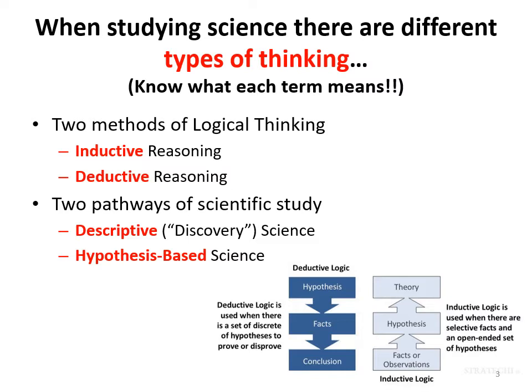Honestly, in real world applications, the boundary between these two is kind of blurred, and a lot of times our science and research ends up using a combination of both. When you look at this slide, make sure you can identify if something is inductive reasoning, starting with observations, or if it's deductive reasoning, starting with principles and laws of science. And make sure you can distinguish descriptive and hypothesis-based science. You can think of it as descriptive uses inductive reasoning more, whereas hypothesis-based uses deductive.